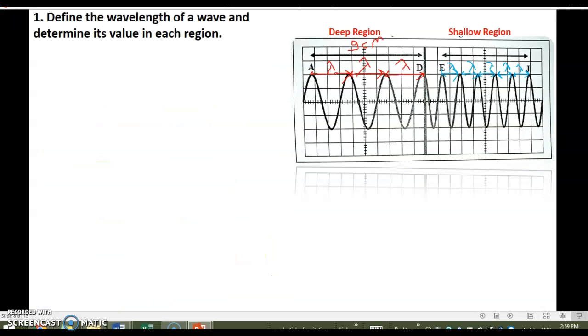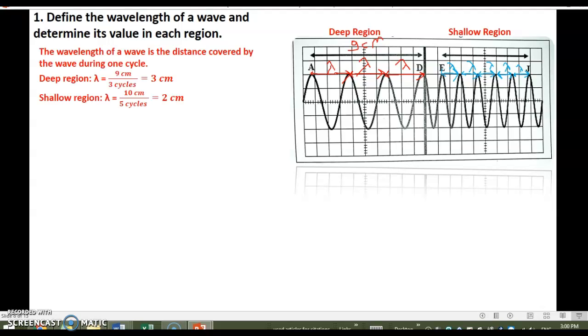So what's the question now? Define the wavelength of a wave and determine its value in each region. The wavelength of a wave is the distance covered by the wave during one cycle. Now we are given that the distance AD is 9 cm. Let's check how many wavelengths this AD distance includes.